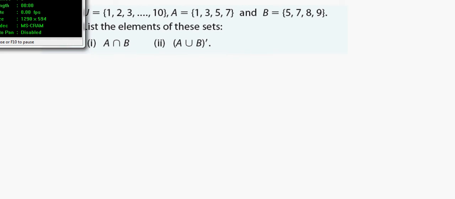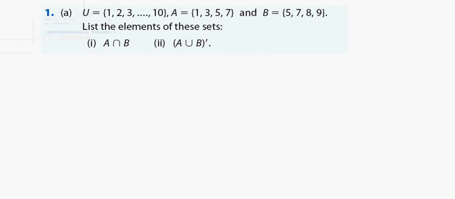Okay, so this is a revision on sets, and we'll get through this. Okay, list the elements of these sets. The first one is A intersection B, what A and B have in common. So A and B have 5 in common, and they have 7 in common. So the answer to part 1, which is A intersection B, is 5 and 7.